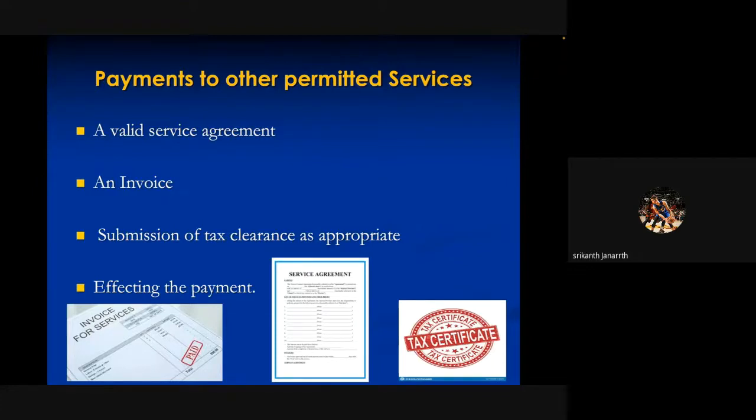What is the service offered by that particular person? Is there any agreement? Yes, there is an agreement. Get the copy. Okay, now is the service already provided? Yes, there is an invoice raised by the service provider.